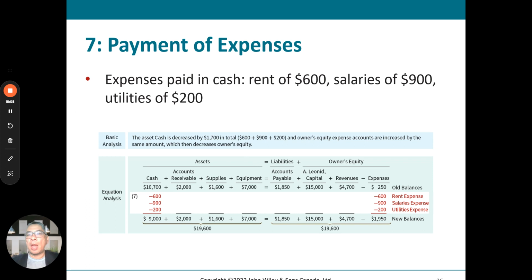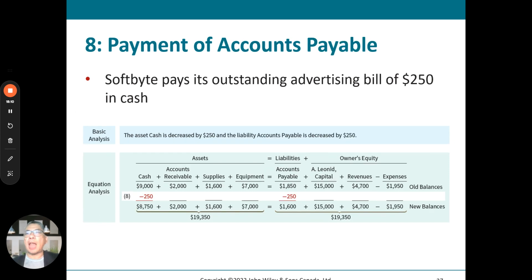Example, payment of the accounts payable. SoftByte pays its outstanding advertising bill of 250. So you're going to have a decrease of 250 in cash, and you have a decrease in accounts payable by 250. Those are the examples of number 8.